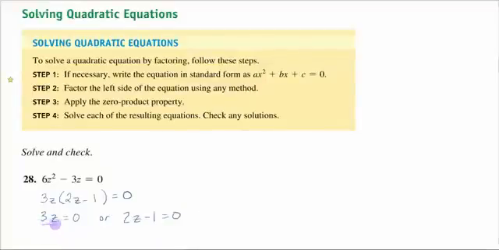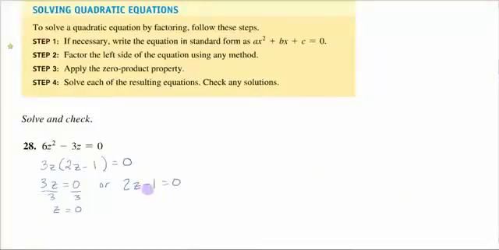So here I'm going to divide by 3, and I get z equals 0. And over here, I need to first add 1 to both sides to get the term that has a variable in it by itself. And to completely get that variable by itself, I'm going to divide by 2. So z equals 1/2.